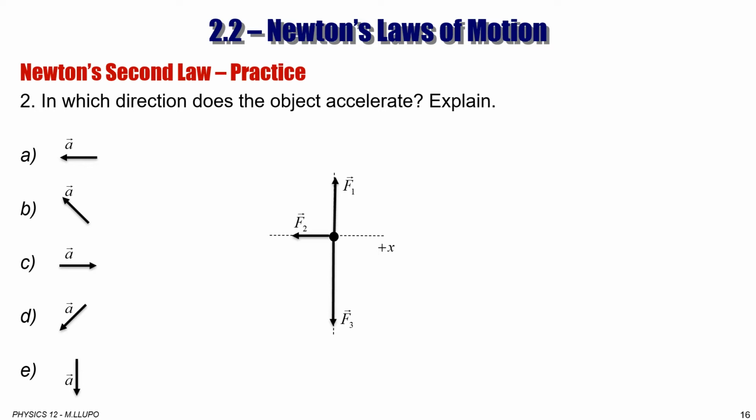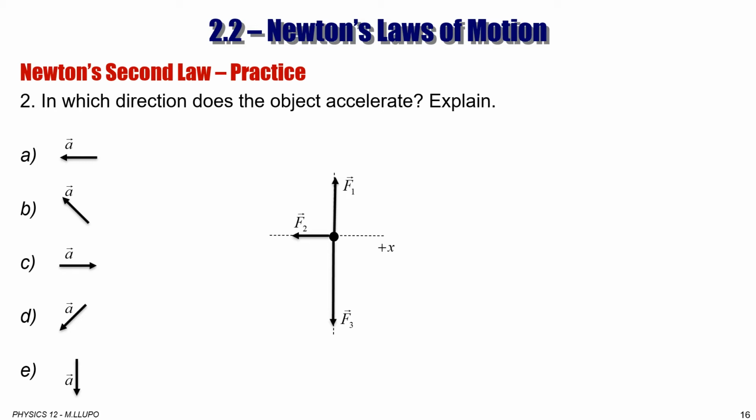A is not true because if that was true, then F1 and F3 would have to cancel each other, which makes F1 and F3 the same magnitude but in opposite direction, which is not true because F3 is longer than F1. So we do have a vertical component, a vertical resultant.